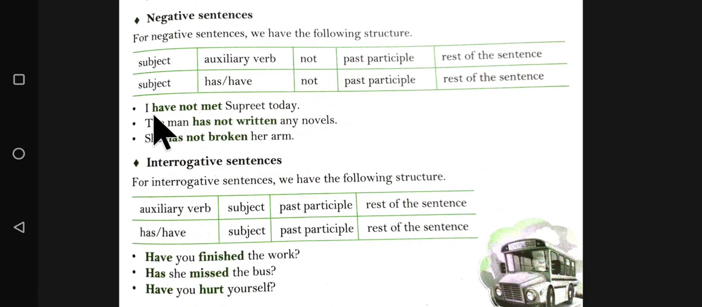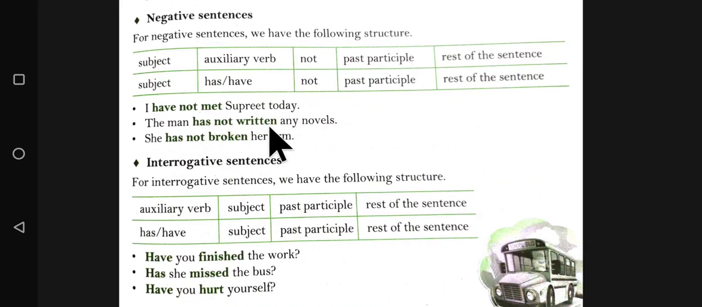So let's see an example. I have not met Supreet today. So I is subject, have again is auxiliary verb or helping verb. Of course, then we will put not because this is negative sentence. Then we have written past participle form of the verb, met, and then rest of the sentence, Supreet today.